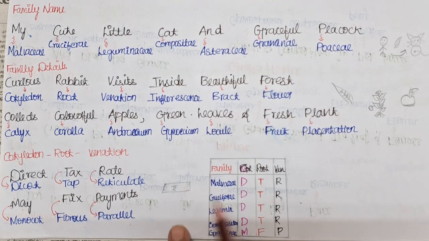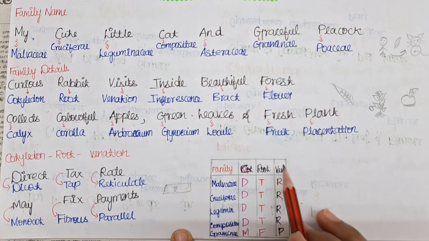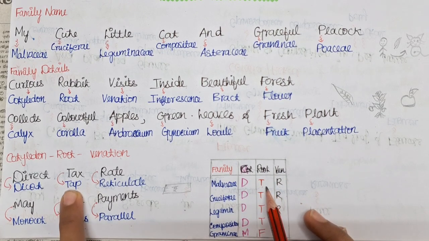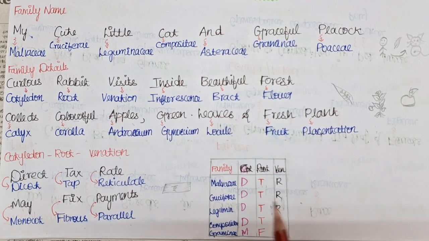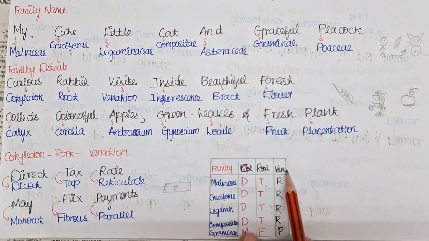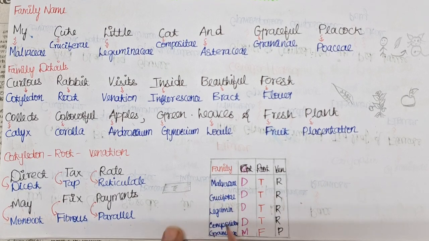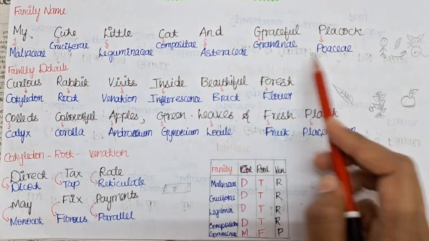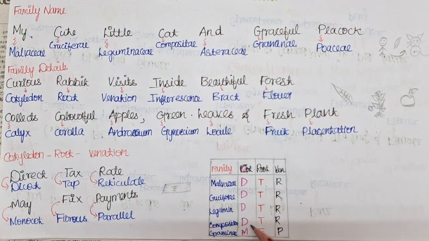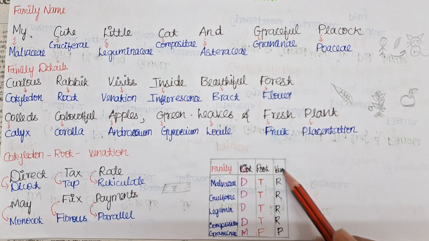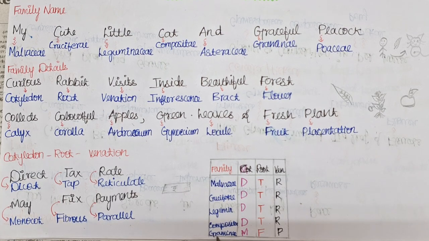Okay, so now whenever, let's say Malvaceae, here the cotyledon is dicot. What is the root? Obviously it will be taproot. What is the venation? Reticulate venation. So now we are getting the point. Whenever you see dicot, the root will be taproot and venation is reticulate. And for the first four, whatever we have learned in this order, all are having dicot, taproot and reticulate venation. So the last one, the special one, is the different one.